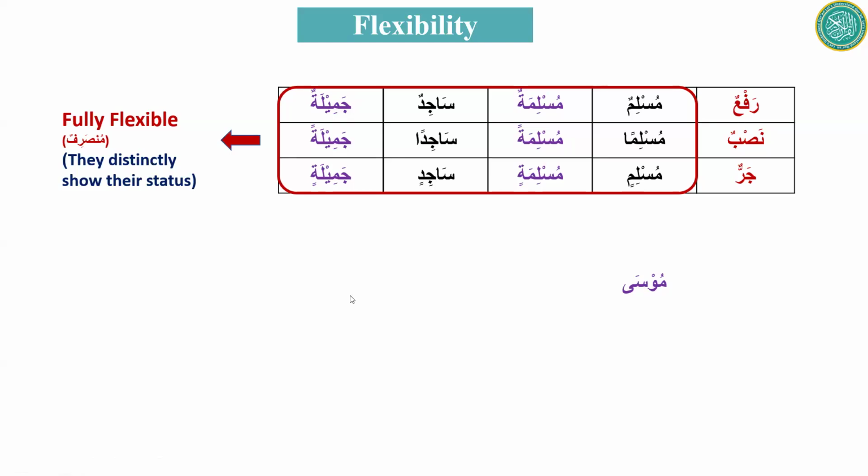Can I say Musu, Musa, Musi? No, that would always be wrong. Only Musa stays Musa, never changes. So these kinds of words, sometimes they will have rafa status, sometimes nasab, sometimes jar, but they don't change. That is why we call them non-flexible, because they don't have any flexibility. They don't want to change. Thank you, sister.